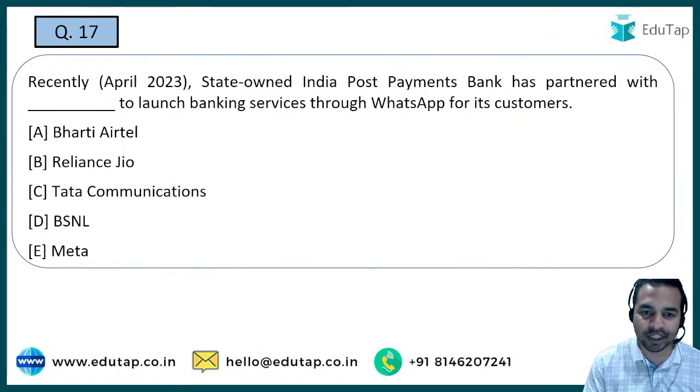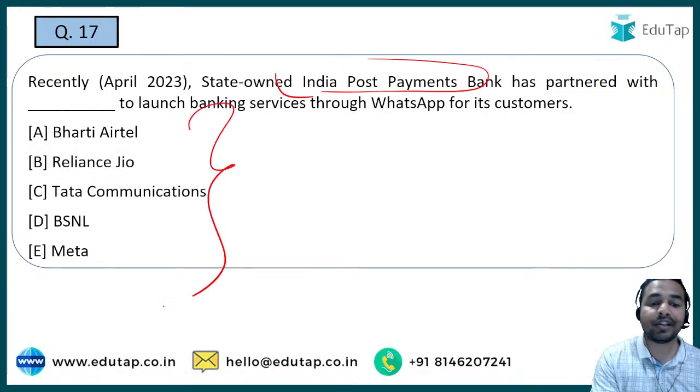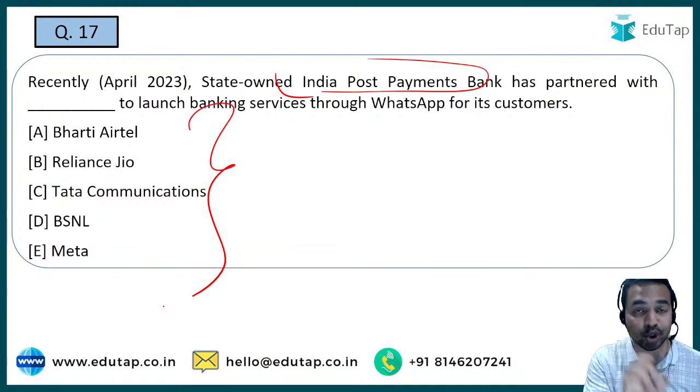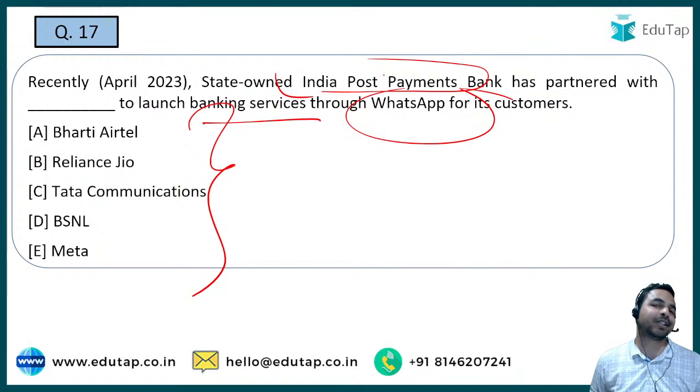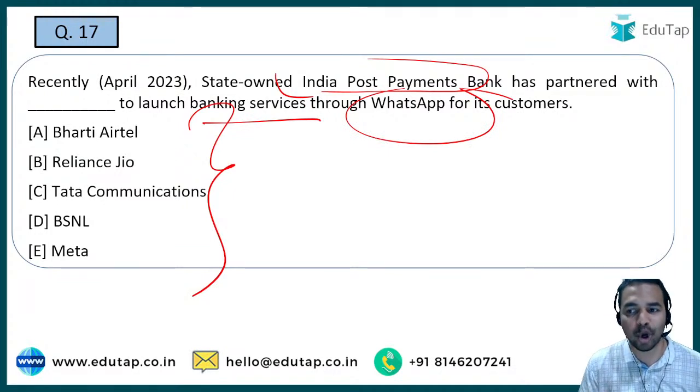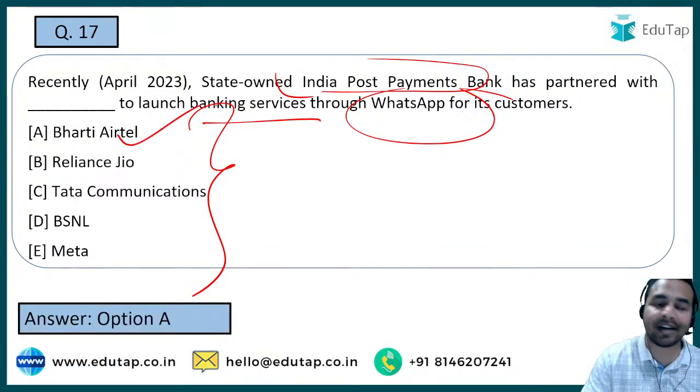Now the next question. State-owned India Post Payments Bank has partnered with one of these organizations, and the aim of the partnership is to launch banking services through WhatsApp. तो अपने customers के लिए WhatsApp के through banking services को launch करना इस partnership का aim था, जो कि sign की गई है between India Post Payments Bank and Bharti Airtel. That is the right answer.